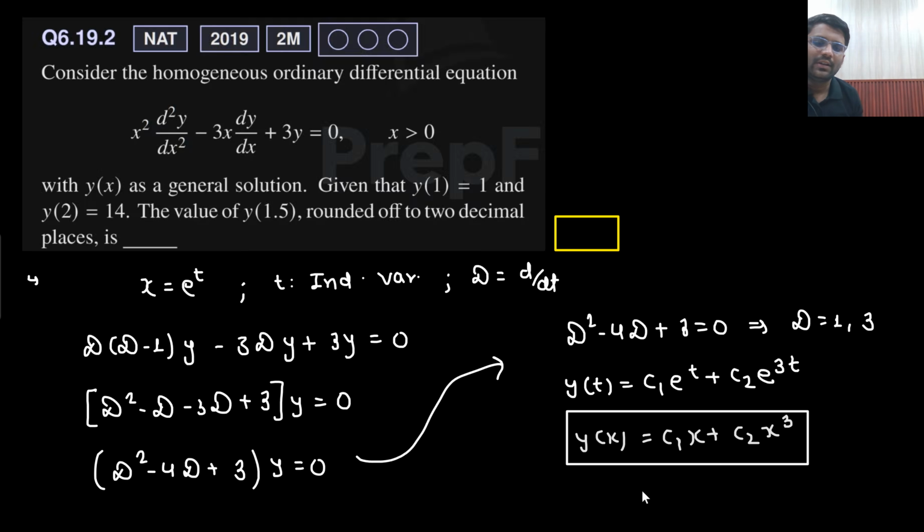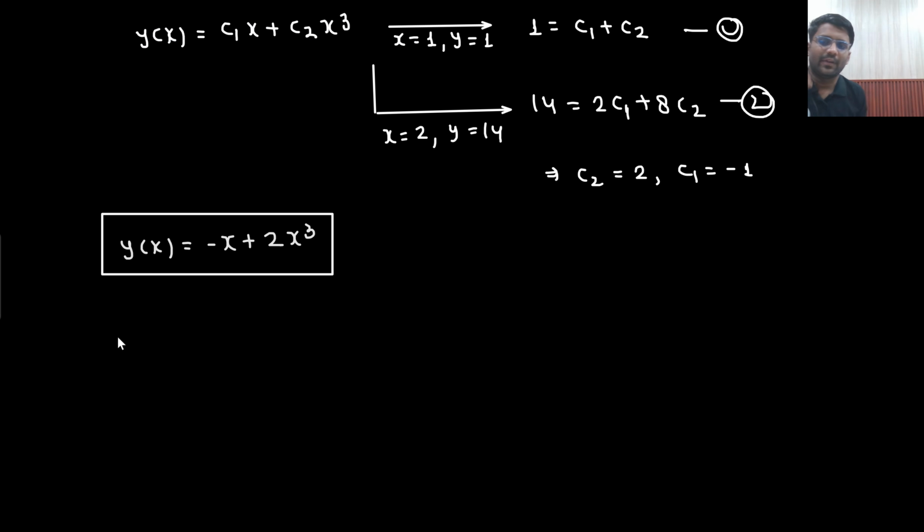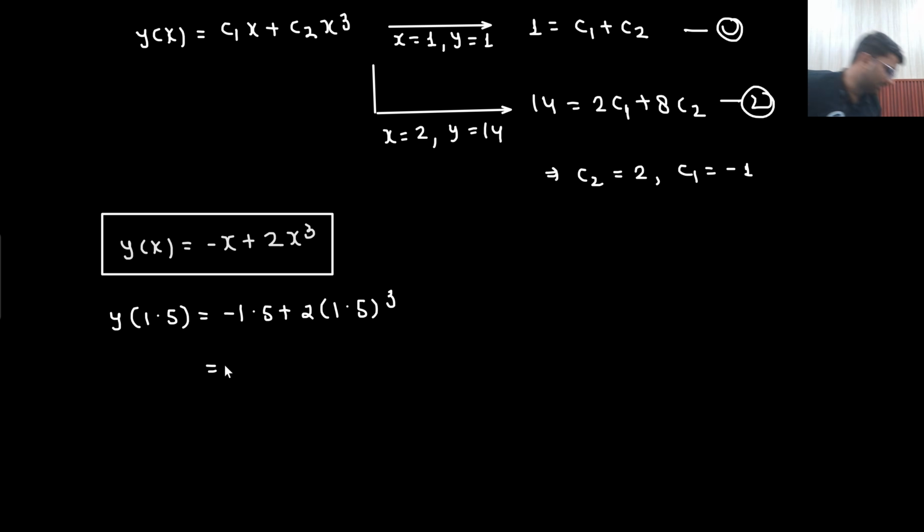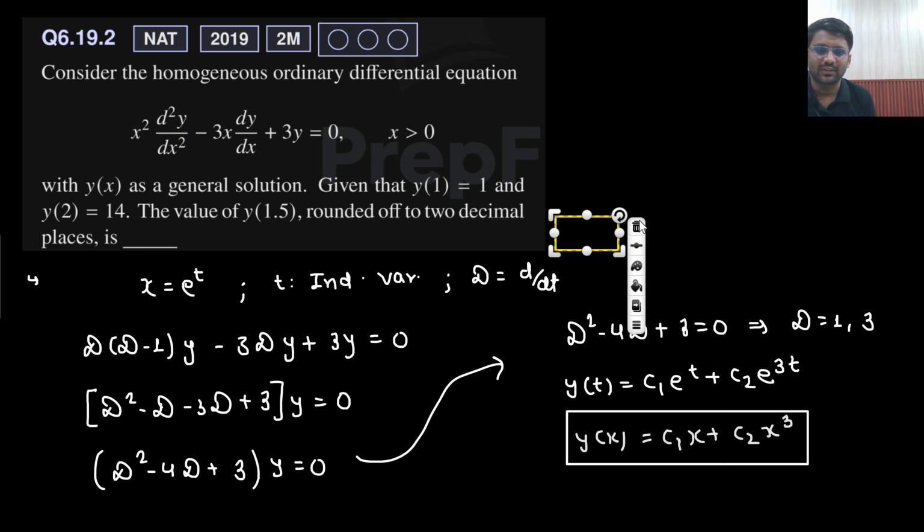What are they asking you to find out? They are asking you to find out y of 1.5. 1.5 means you need to put the value of x equals to 1.5. So in place of x, I need to put 1.5. So 1.5 cube into 2 minus 1.5. So 5.25. Strange answer, but it is what it is.